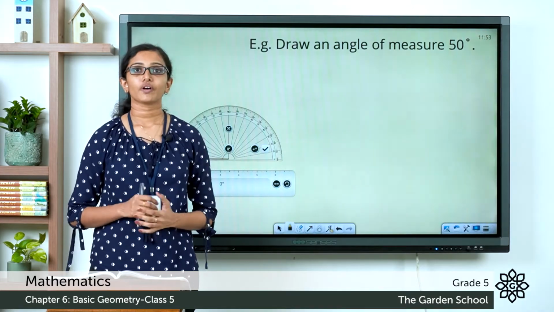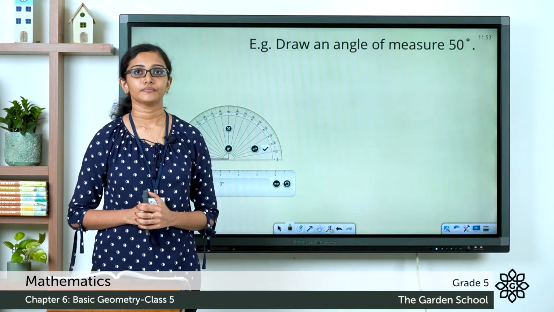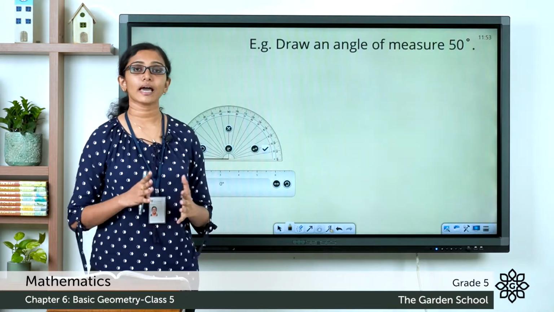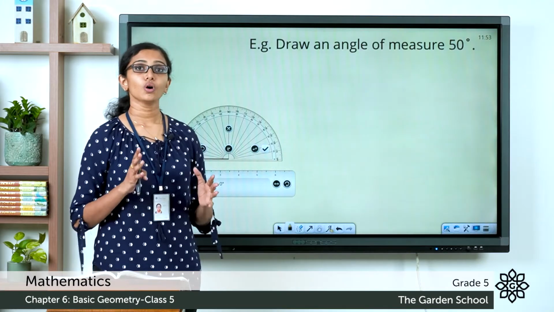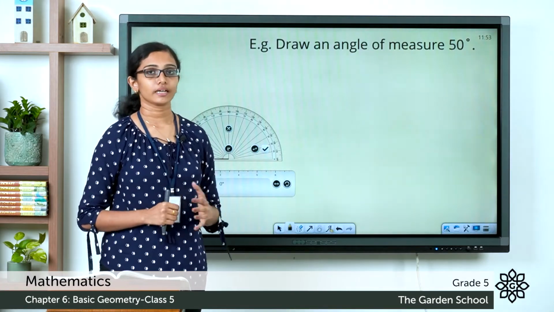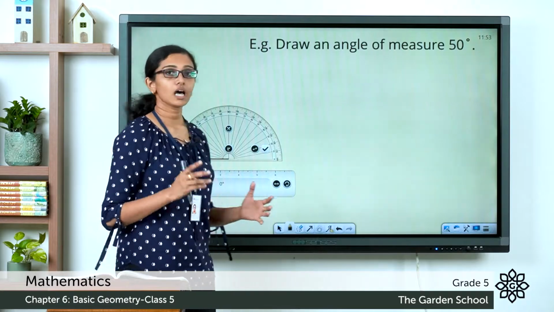Draw an angle of measure 50 degree. So I hope you have your protractor and ruler and a pencil with you. So let's see the steps. The first step is to draw the lower arm of the angle. So let's first draw the lower arm.